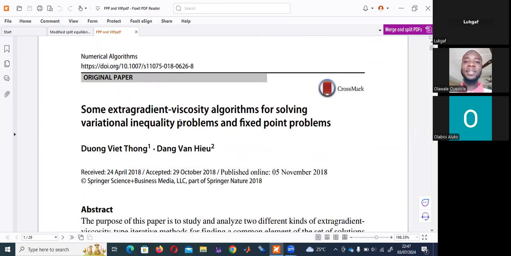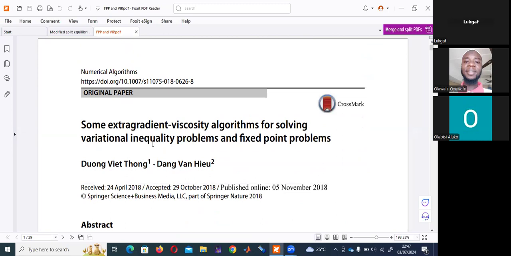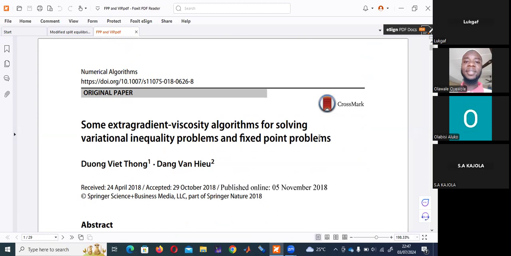So again, the paper is about some extragradient viscosity algorithms for solving variational inequality problems and fixed point problems. So in repeat, what they are trying to do here is to find a common solution to two problems. That is, they are seeking a point in the intersection of two convex sets. The first set is the solution set of the variational inequality problem, and the second set is the solution set of the fixed point problem.